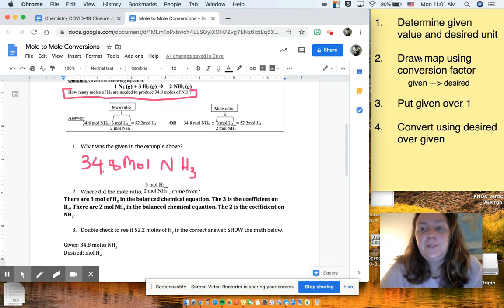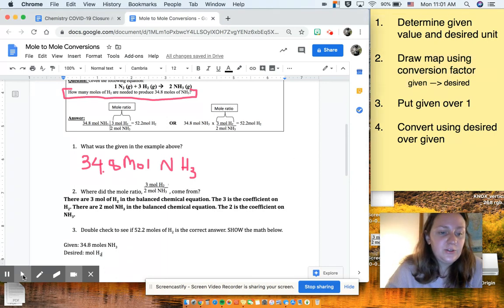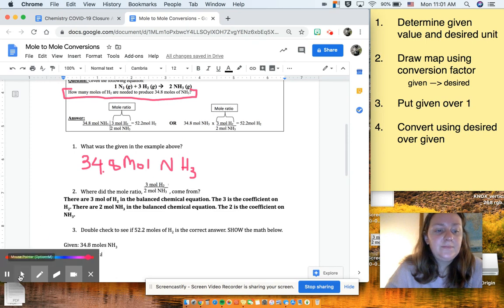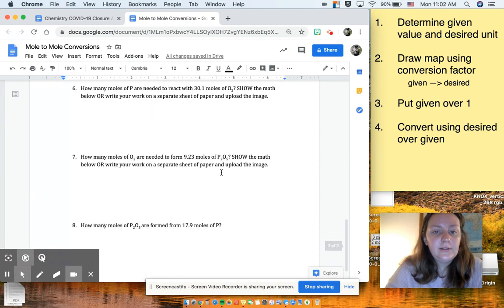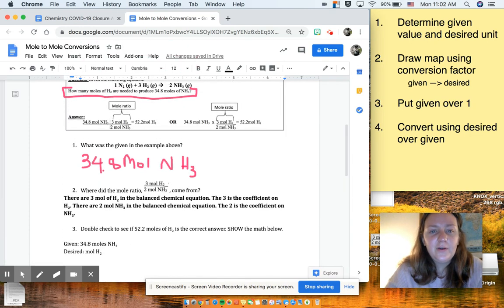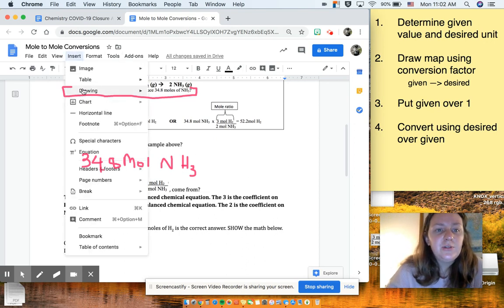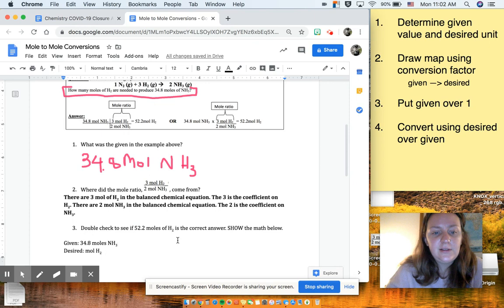sidebar. Step 2 is draw the map and use the conversion factor to show how you're going to go from your given to your desired. So I'm actually going to draw this out. And I want you guys to show your work, or what I've written down here is write your work on a separate sheet of paper and upload the image. That works for me too, because I don't know what software you guys can use to draw on this. Maybe you could do insert drawing and do it somehow like that. But I'll leave that up to you guys to try and figure out.